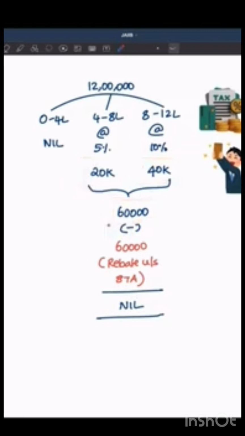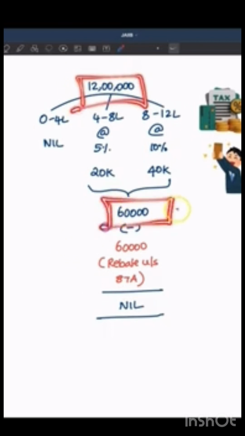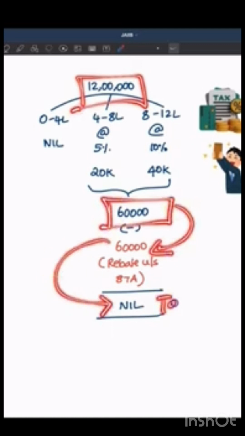But income tax has provided for a rebate under section 87A to the extent of 60,000. It means if your income is going to be 12 lakhs, tax amount will be 60,000. But you will have a rebate of 60,000, so tax payable will be nil.